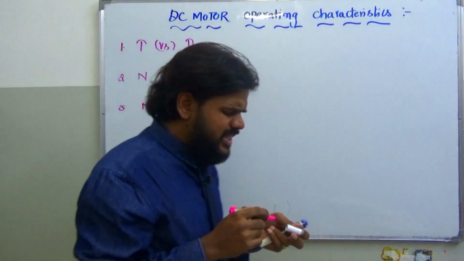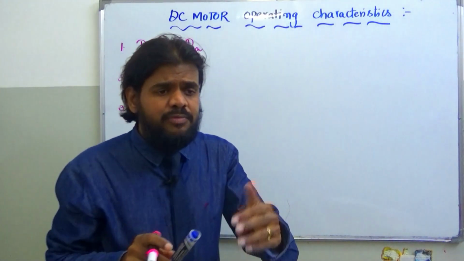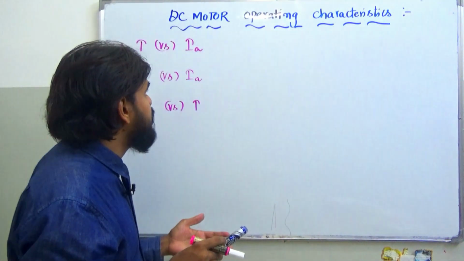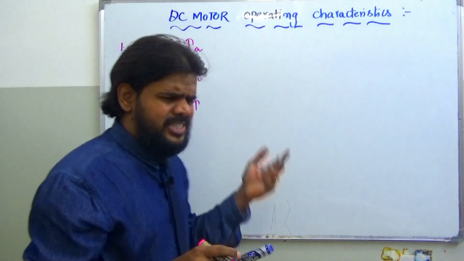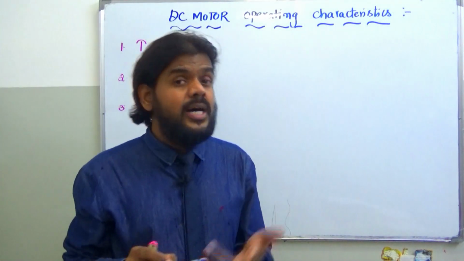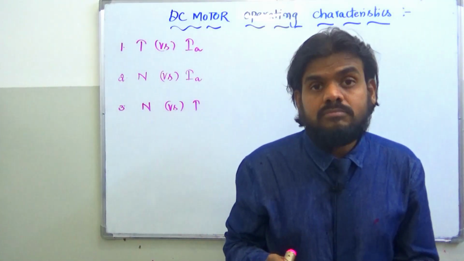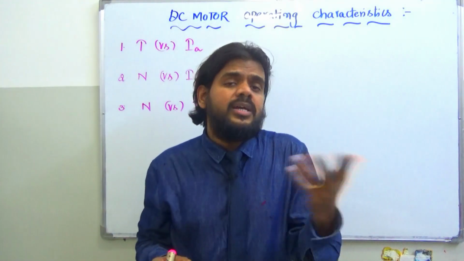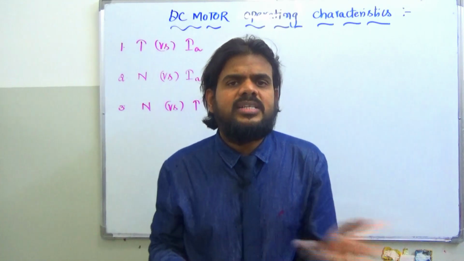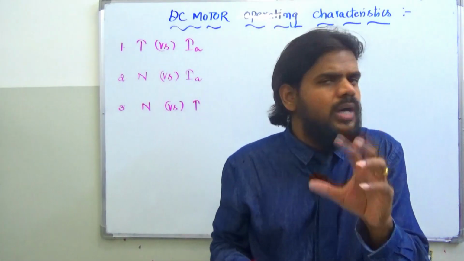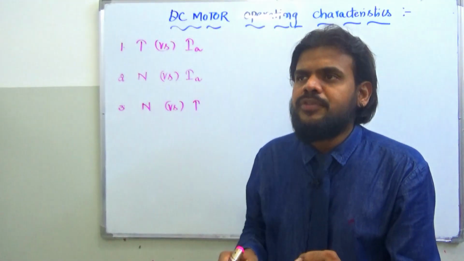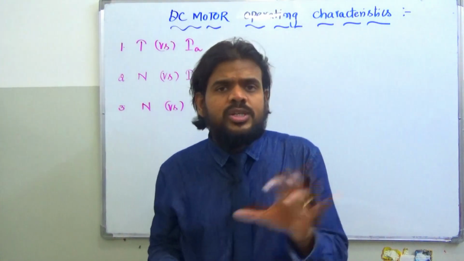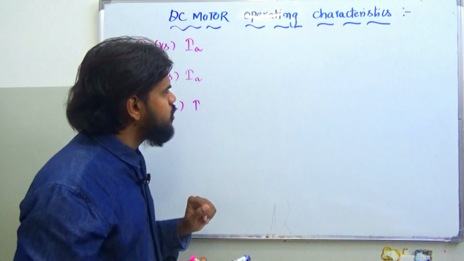I usually ask about this particular topic in different questions. I may ask in the examination something like, explain the characteristics of torque and armature current of a DC motor, or speed and armature current of a DC motor, or even the speed and torque characteristics of a DC motor, or I'll mention the specific motor, whether it is a shunt motor or a series motor. Anyways, this is how we can find three different characteristics.